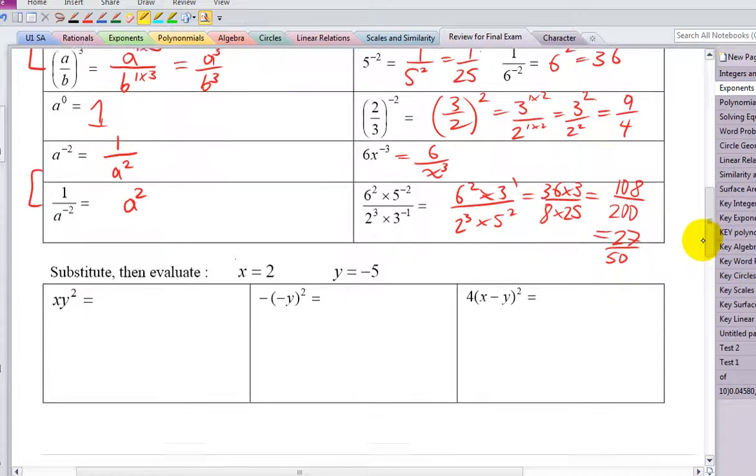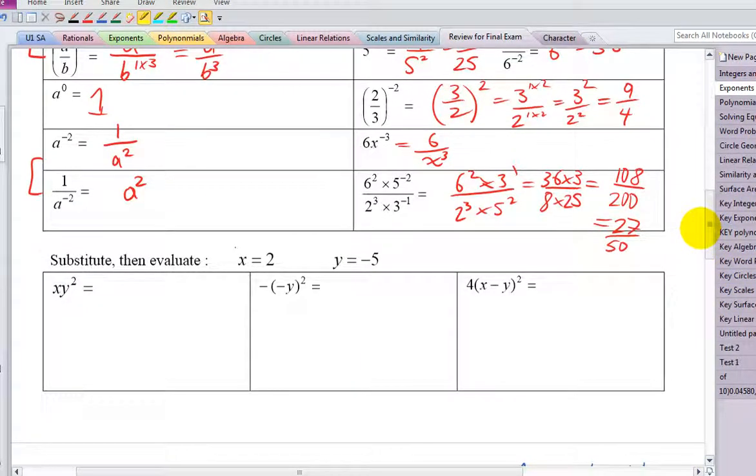Okay, next section here. What you want to do when you're substituting in, you want to be careful and you want to use brackets. You want to be very careful with your negative sign. Okay, watch out for your negative 5. Go ahead, try these 3. Go.